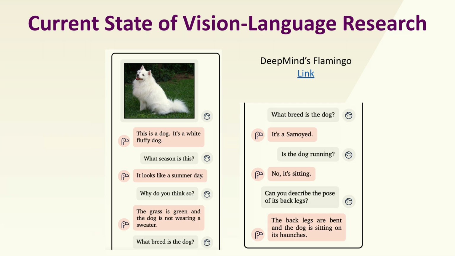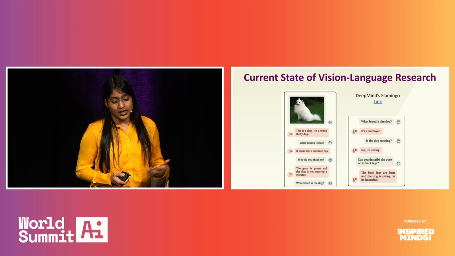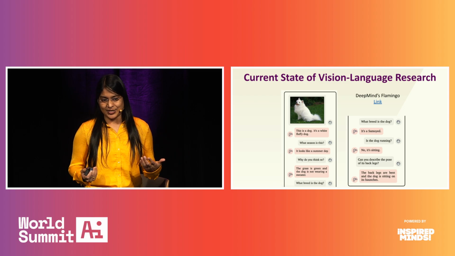Here, what I'm showing you is an image that is fed to this model called Flamingo. The text conversation that you see is a dialogue between the Flamingo agent and a human. As soon as we show the picture, the model generates a caption saying, this is a dog, it's a white fluffy dog. A human asks, what season is this? The model says, it looks like a summer day. Why do you think so? The grass is green and the dog is not wearing a sweater.